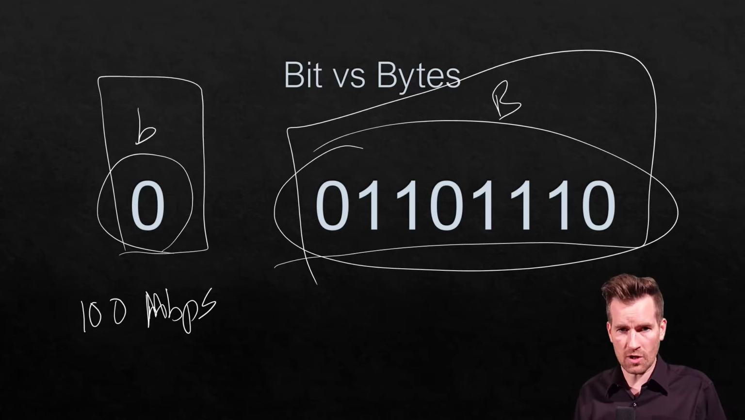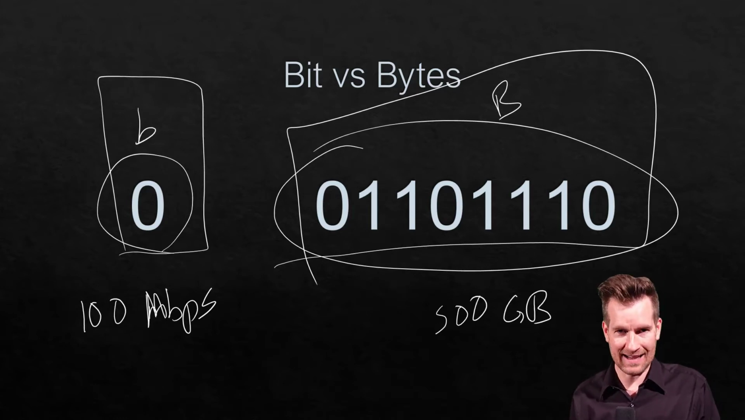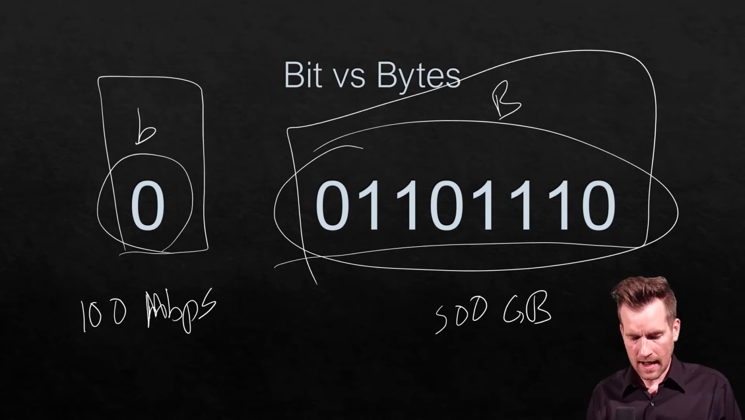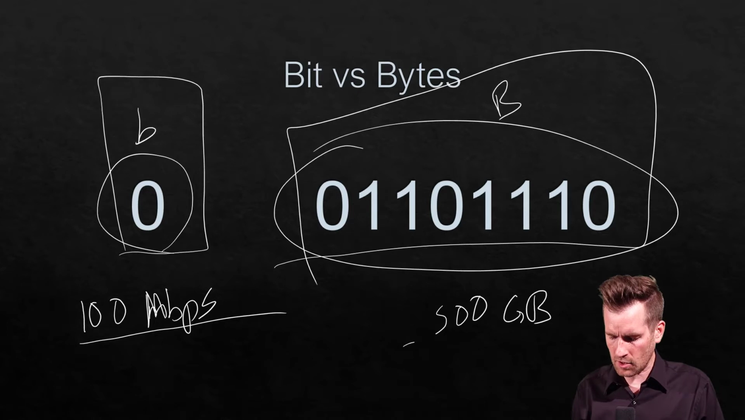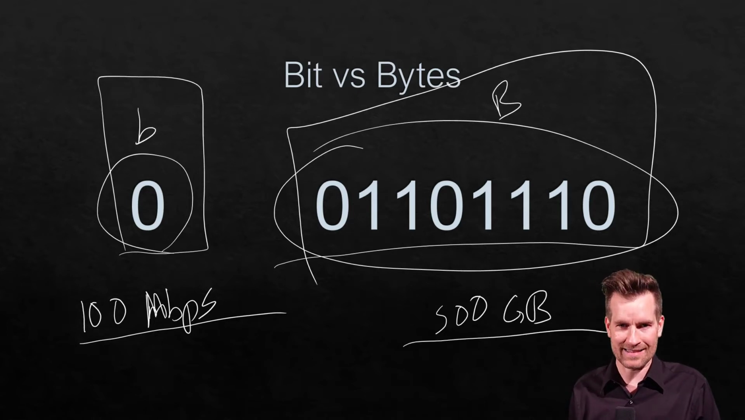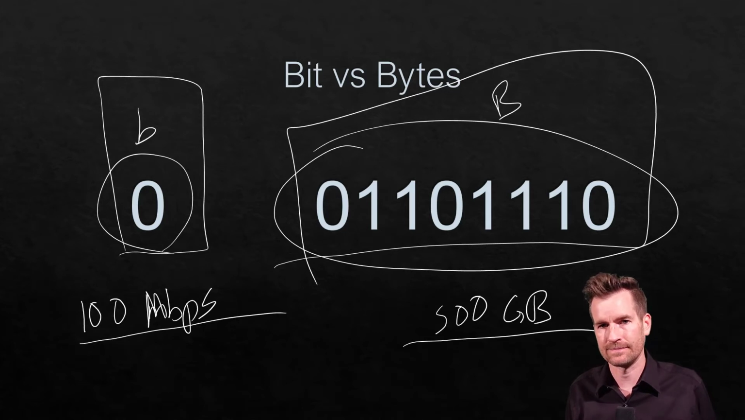Versus your storage, when you get storage, you're probably getting something like 500 gigabytes of data. So generally we measure our speeds in bits and we measure our storage in bytes. So just wanted to clear that up to make sure that we're on the same page there.